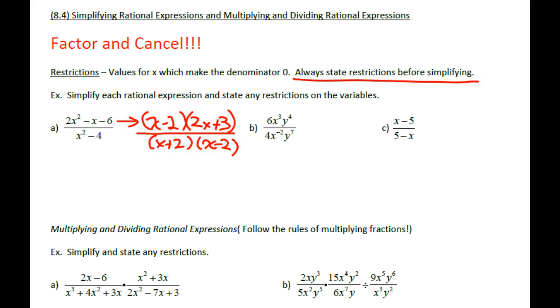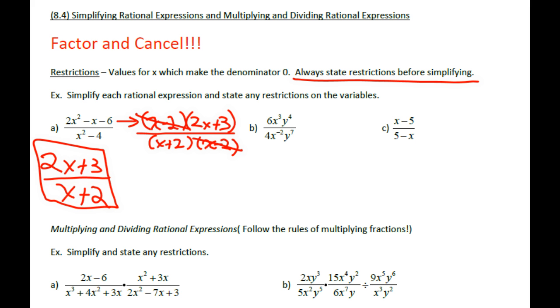All right, so do we see any common factors here? Well, sure we do. We get x minus 2's to cancel. So my reduced fraction, or rational expression, is simply 2x plus 3 over x plus 2. So that is the reduced fraction.